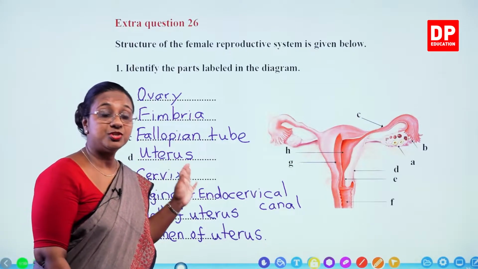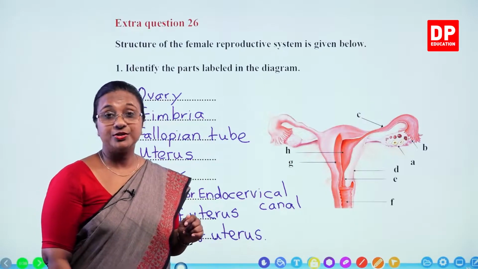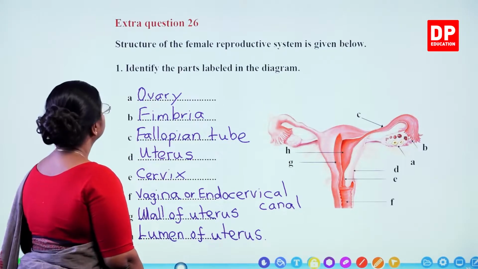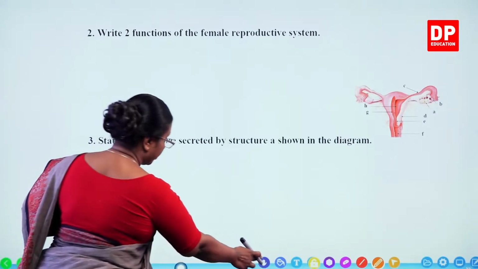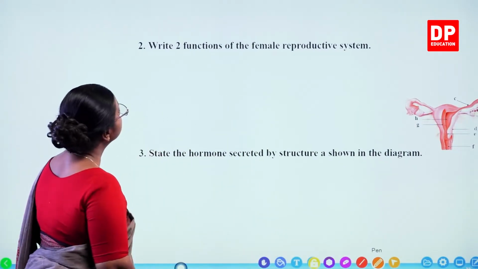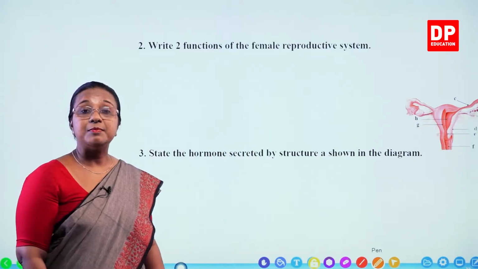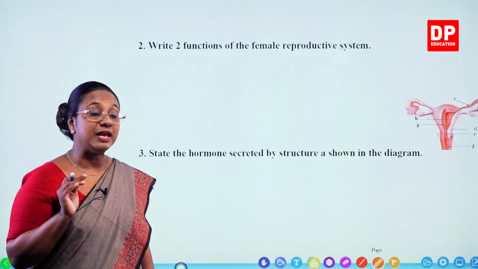So I am sure as you all always do, you would have answered them correctly. With that, I'll move on to the next question. That is part of the same question. Here you can see, write two functions of the female reproductive system. So the female reproductive system is shown to you. What are the main functions?